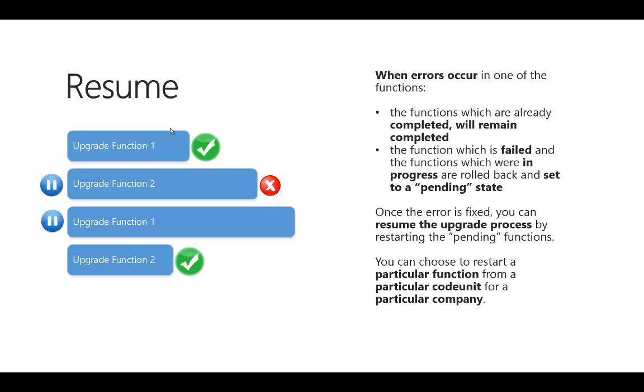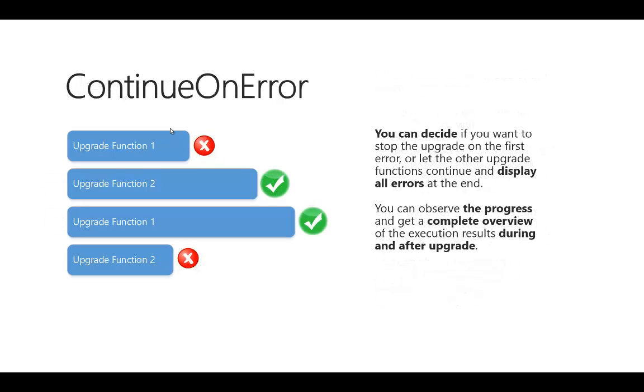You don't have to rerun all of your functions, only the ones which haven't completed by the time when upgrade failed, and the failed ones. You can also choose whether you want to continue on error or stop at first error. So you can configure the system to act in this way, so that all of the functions which can execute successfully will execute successfully, and you would only have to fix the failed ones and resume them once they are fixed.